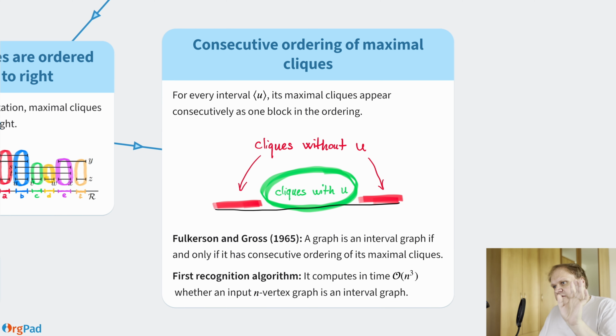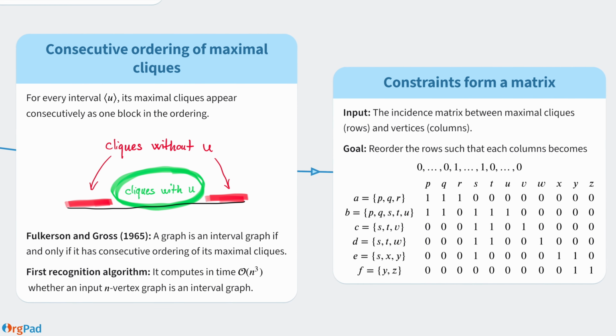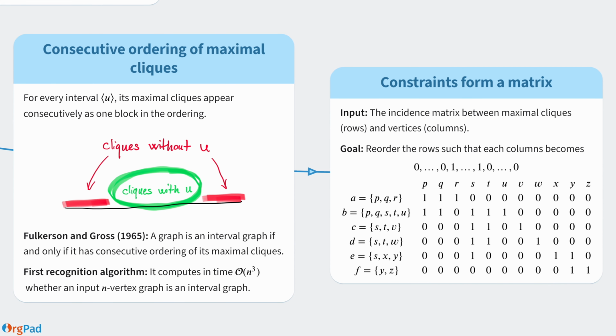And Fulkerson and Gross in 65 characterized that a graph is an interval graph if and only if there exists some consecutive ordering of its maximal cliques. Further, this led to a polynomial time algorithm for deciding whether an input graph is an interval graph. The constraints can be described in the form of a matrix.